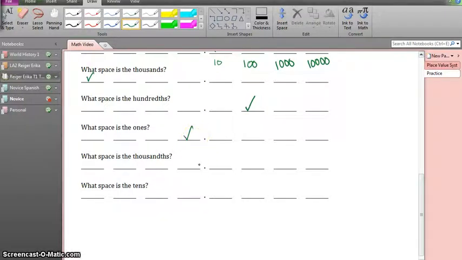What space is the thousandths? This place is the thousandths because when you go right 3 times, you get to the thousandths. What space is the tens? This space is the tens because you go left 2 spaces from the ones to the tens from the decimal point.